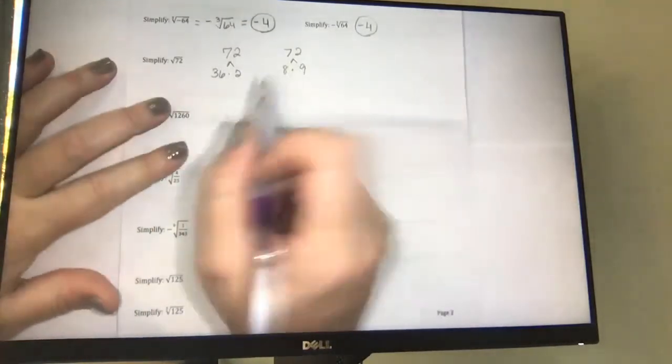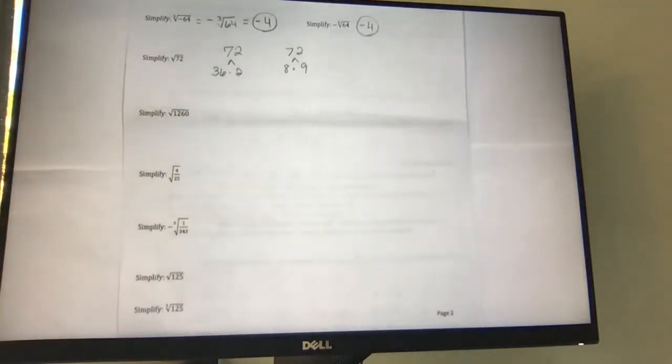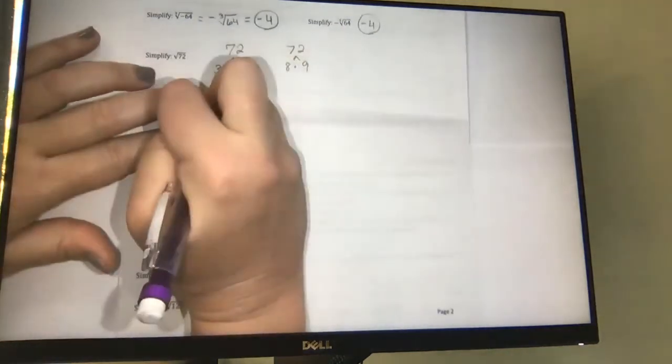All right, so now I'm going to keep going and break down each one of those numbers until I only have prime numbers. So this 36.